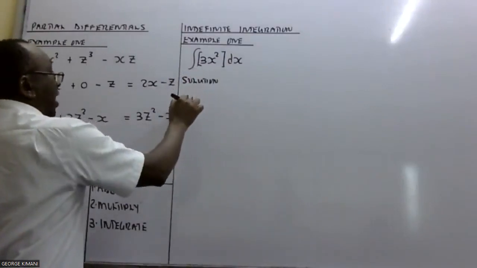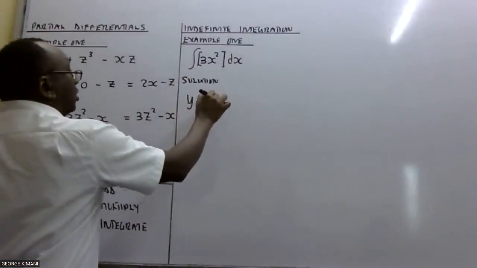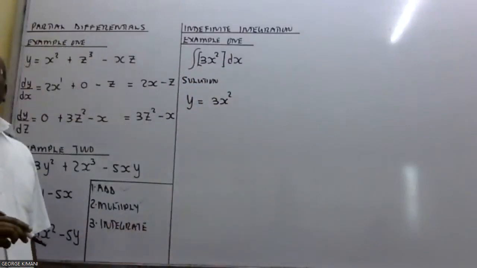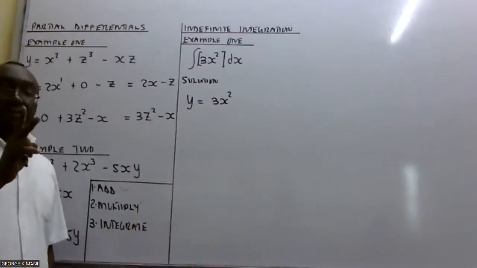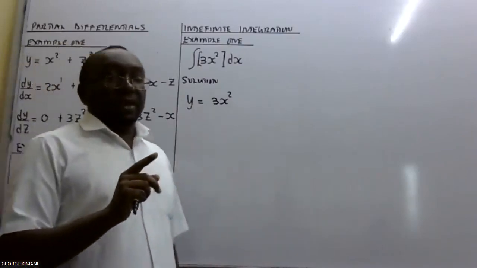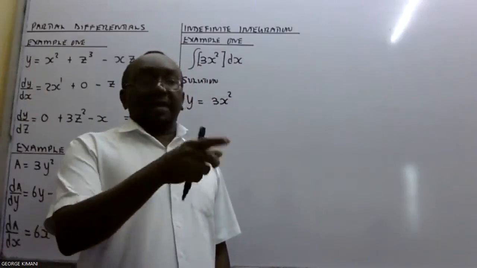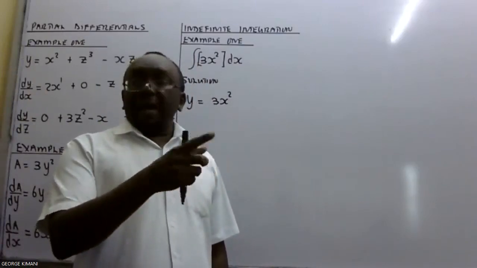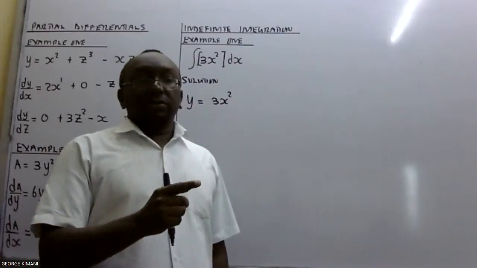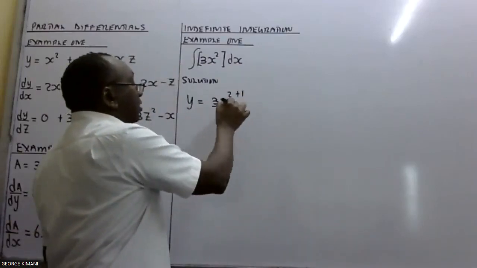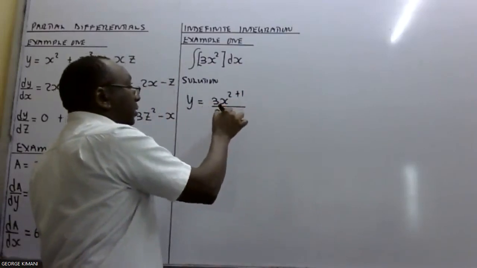So the solution to this will be y is equal to 3x squared. You first of all write it that way. You remember we were taking 2 steps when we were differentiating. First of all, we were multiplying. Then we were subtracting. So if you are told to go back, what do you do? You add back 1, and then you divide by the new power.